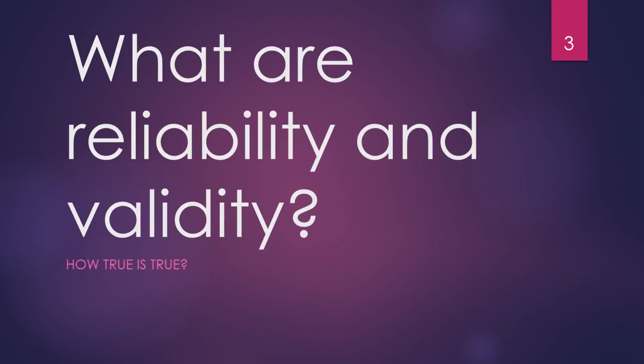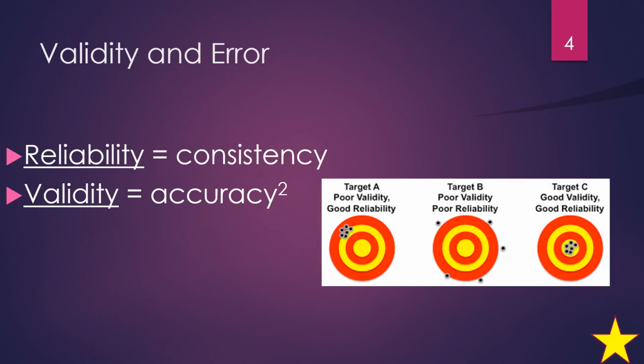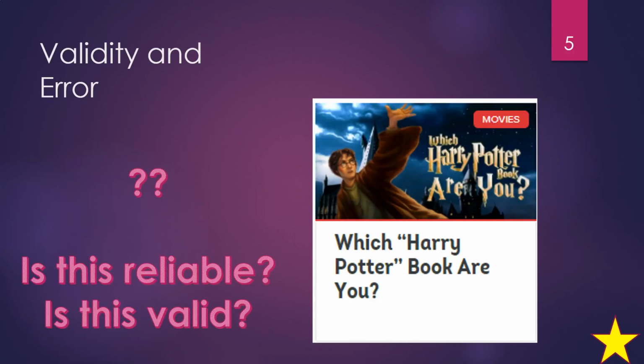So let's start with, what are reliability and validity? The definitions for themselves are really not that complicated. Reliability is consistency, whereas validity is accuracy. So let's just describe this first with a quiz. You've probably taken a quiz like this before, some sort of personality test that goes, which Harry Potter book are you, or which Harry Potter Hogwarts house are you?